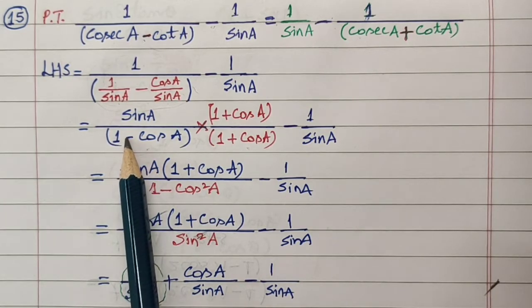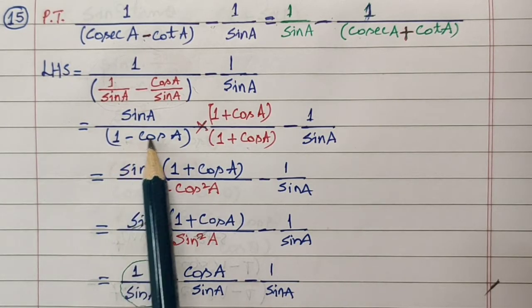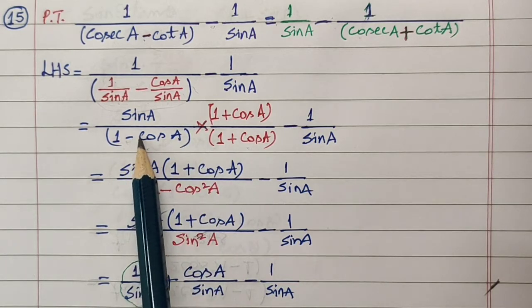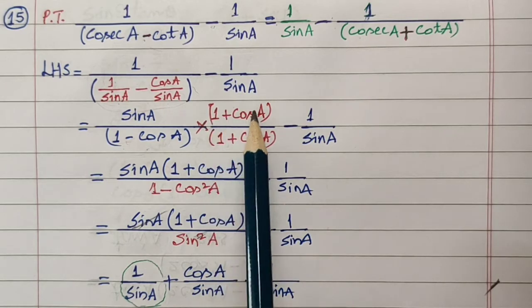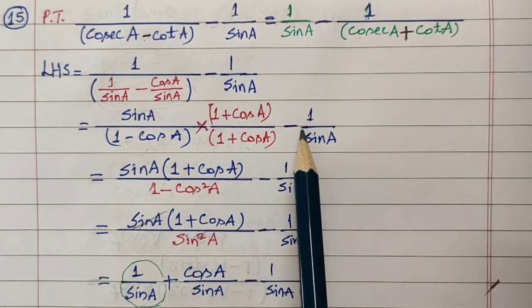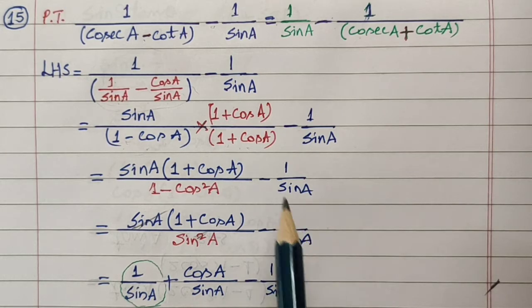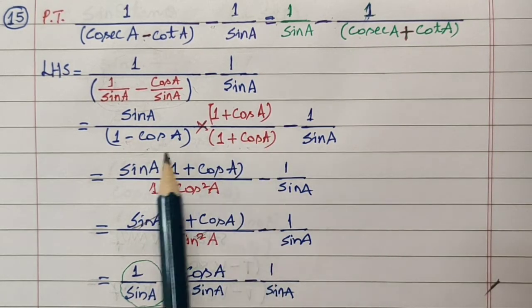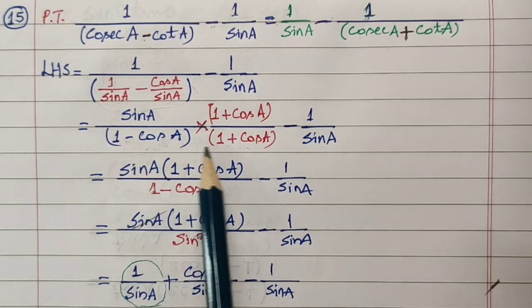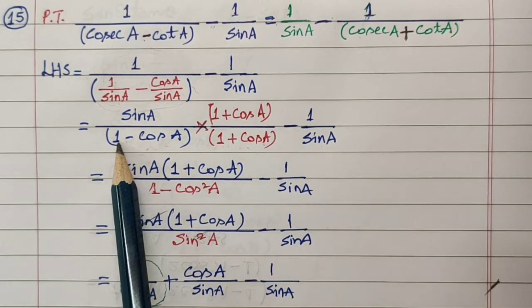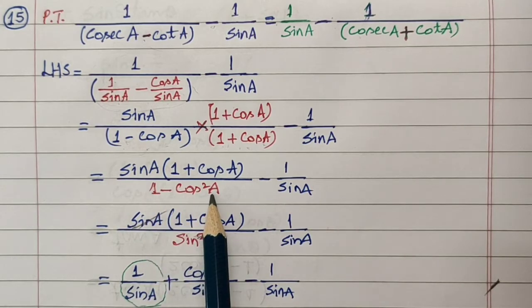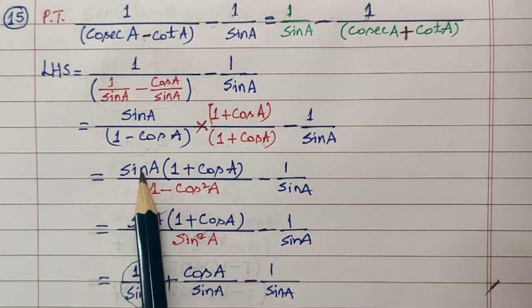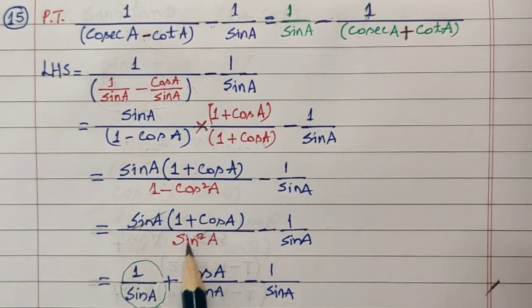Once we have something in the form 1 minus cos A, you multiply both numerator and denominator with the same thing. That is what we are doing here: 1 plus cos A divided by 1 plus cos A. We keep this as it is till the end. Once you multiply sin A into 1 plus cos A, this becomes A minus B into A plus B form, A square minus B square, that is 1 square minus cos square A. We know that 1 minus cos square A is sin square A. So sin A into 1 plus cos A divided by sin square A.